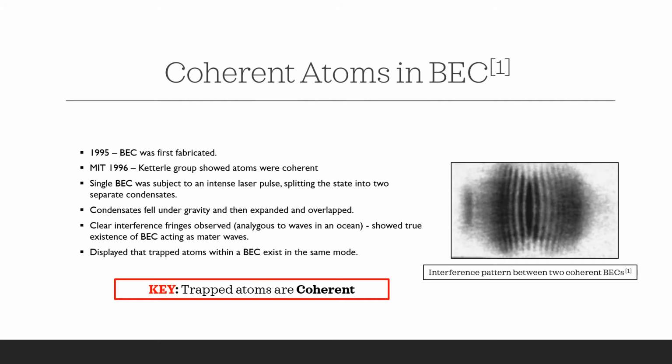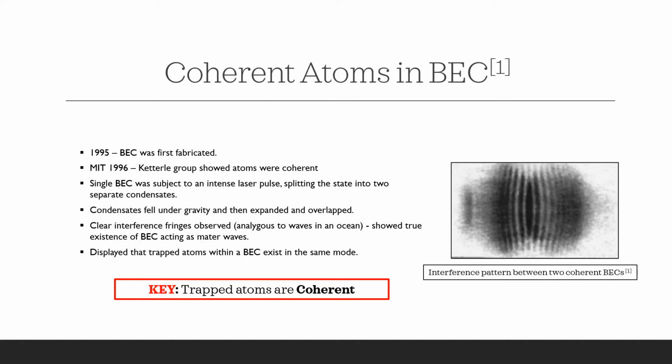So, utilizing this aforementioned method in the last slide, in 1995 the first Bose-Einstein condensates were achieved using sodium atoms, first by a research group at Boulder, and then a few months later by a group at MIT, run by Wolfgang Ketterle. A year later, in 1996, the same group ran a test which displayed a fascinating property of Bose-Einstein condensates. They showed that all atoms inside the condensate were coherent.